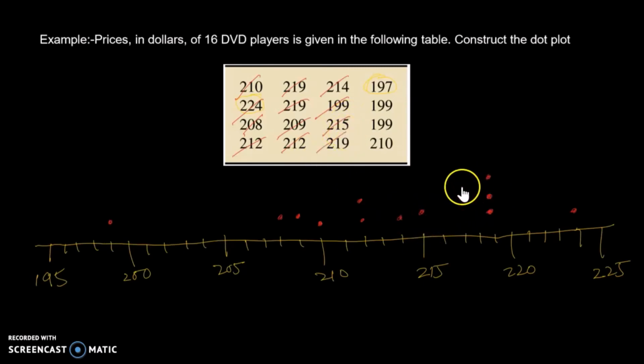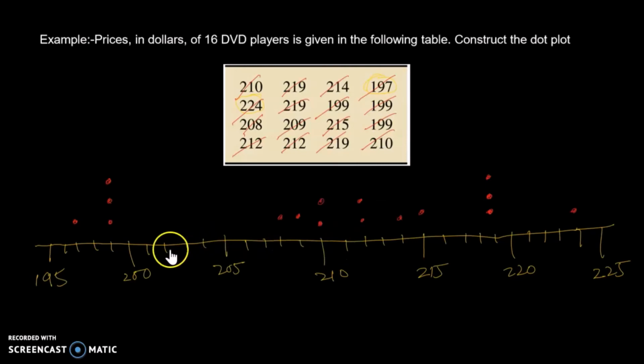219 is here. 197 and 197, 199. 199 is this one. Another 199, another 199, and 210 and 210.